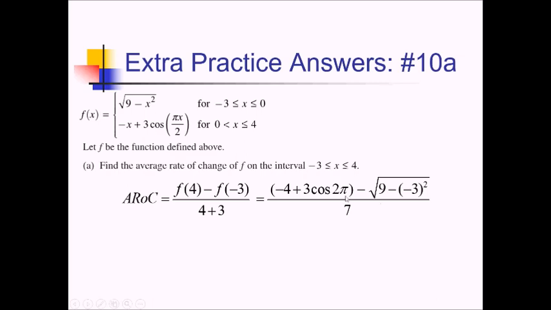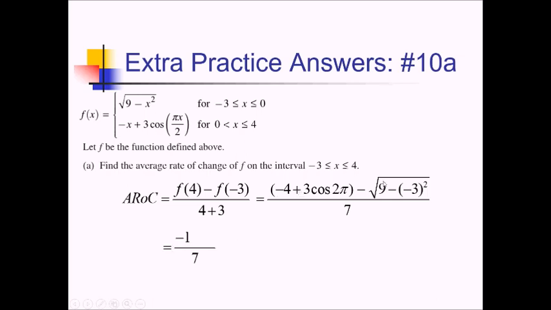So this is all constants. You could actually stop here and call it a day and get full credit. But if you want to keep simplifying, we could. So cosine of 2 pi, that's going to be 1. So this is just 3 times 1, or 3. Negative 4 plus 3 is negative 1. So when the dust settles, that's what that first term is.